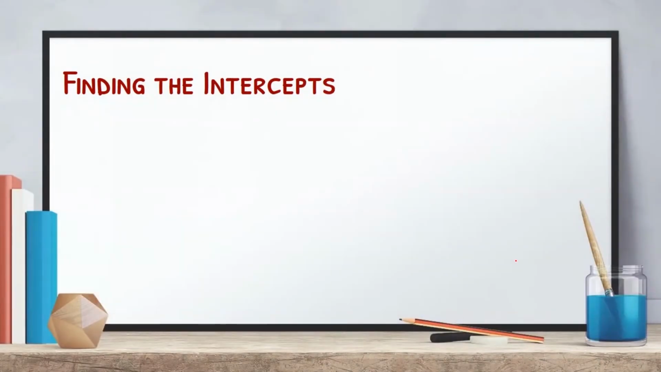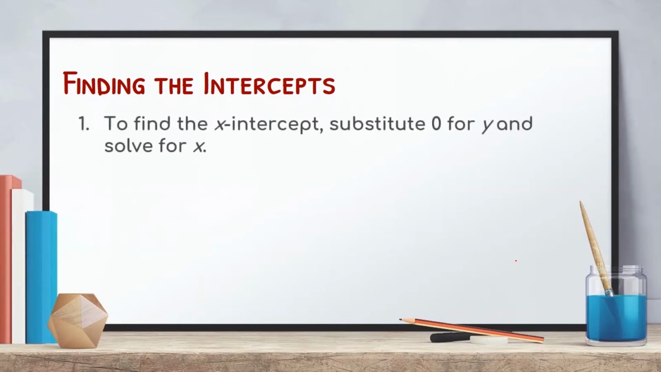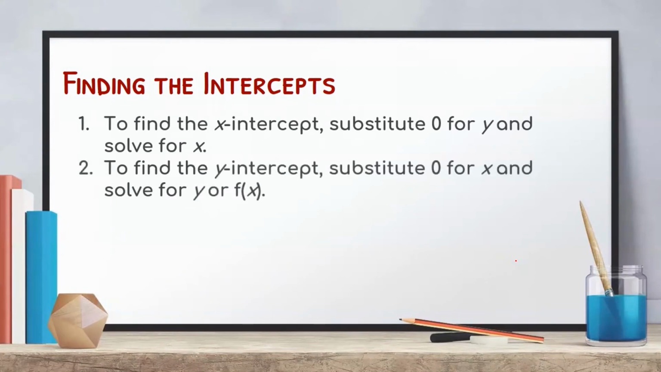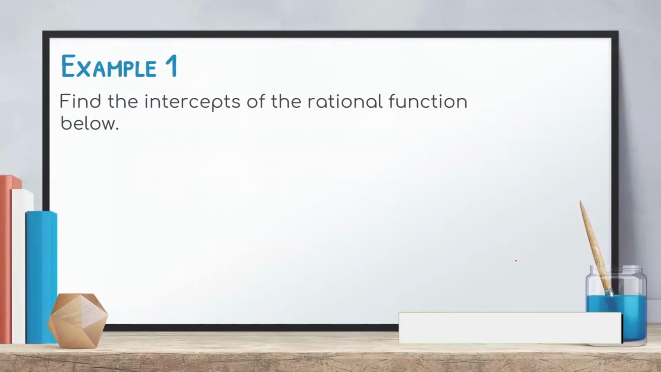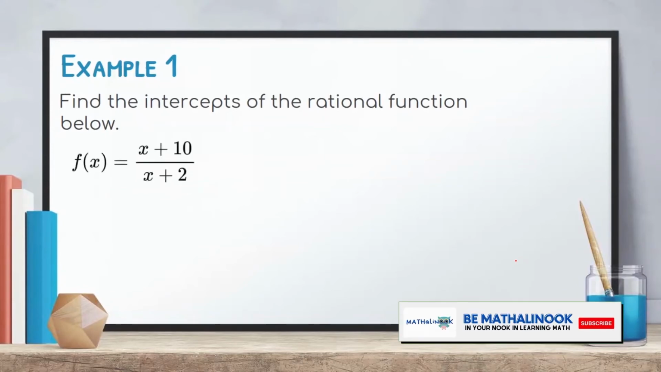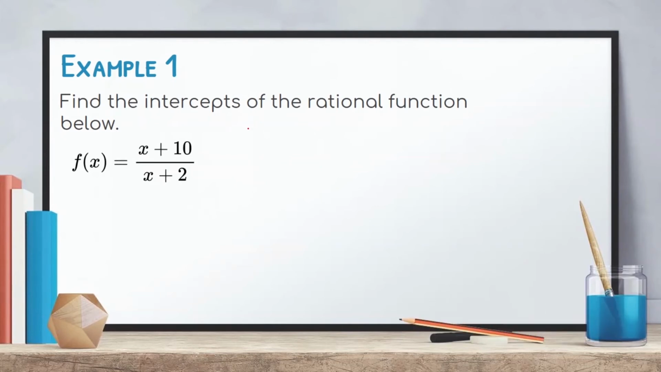These are the steps in finding the x and y-intercepts of the rational function. First, to find the x-intercept, substitute 0 for y and solve for x. And to find the y-intercept, substitute 0 for x and solve for y. Let us take this example. Find the intercepts of the rational function below. f of x equals x plus 10 over x plus 2.